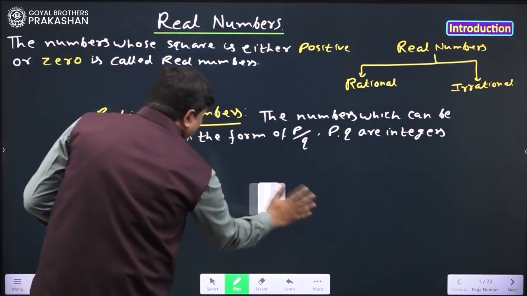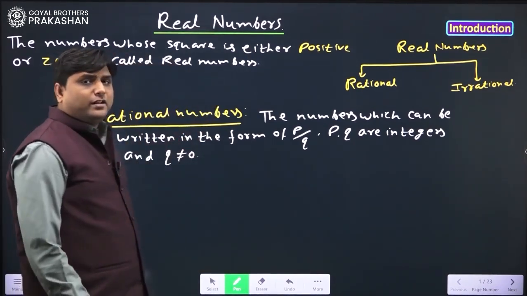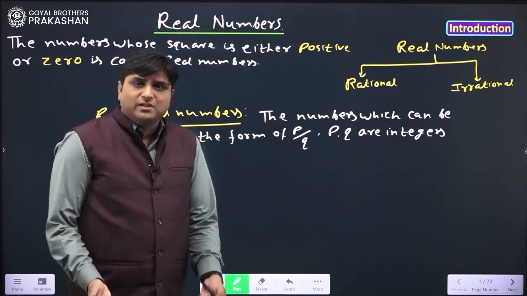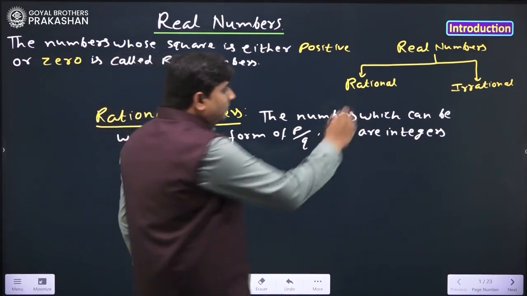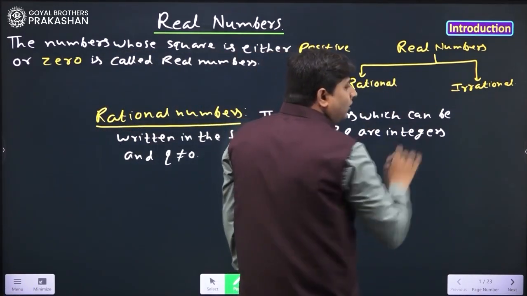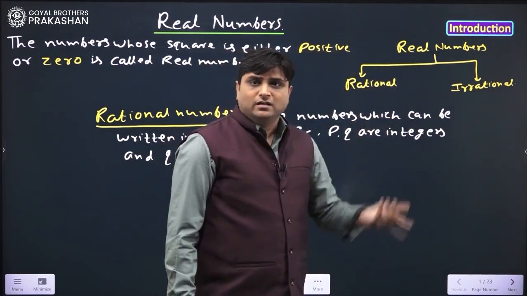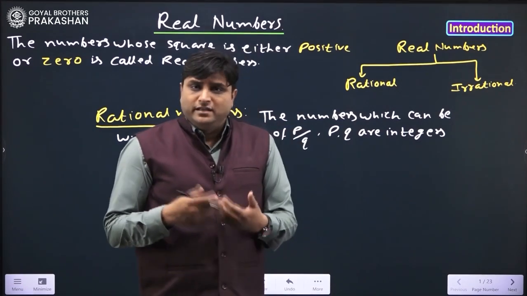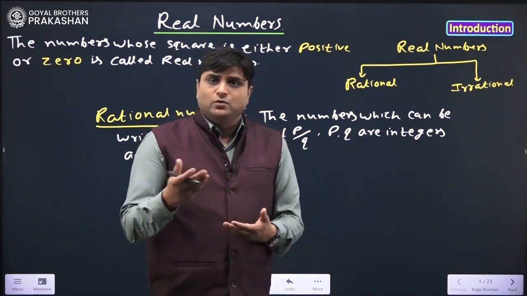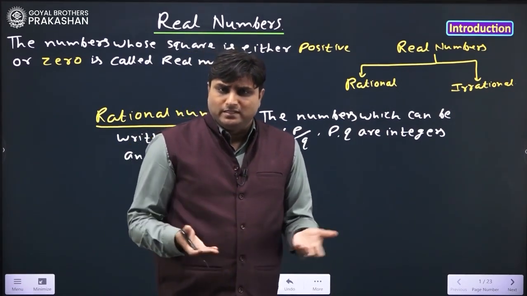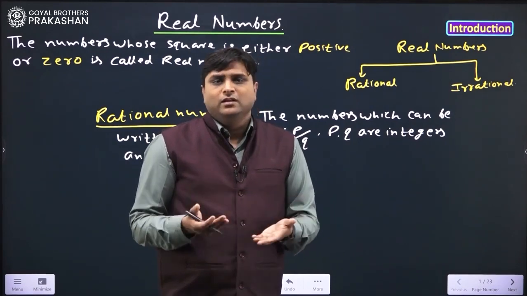So this is about rational numbers. And what are irrational numbers? The numbers which are not rational. If a number is real, then it may be rational or irrational. So if a number is written in the form of P by Q, where Q should not be equal to 0 and P and Q are integers, then it is rational, meaning it is not irrational.